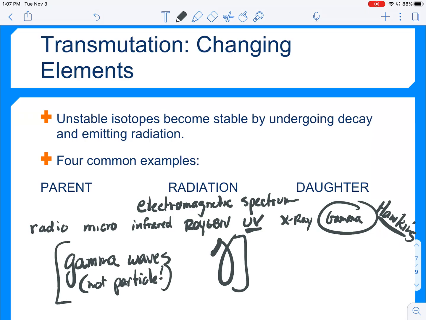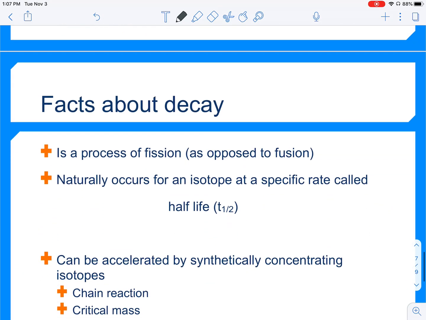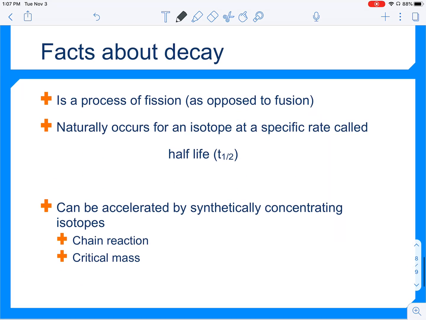So alpha, beta, neutron, and gamma are the four most common forms of nuclear radiation from decay. Some facts about decay: it's a process of fission as opposed to fusion, which is the combining of elements. We'll talk about fusion in a different discussion. The rate at which an isotope decays is called the half-life, and we'll have another activity that goes with this.